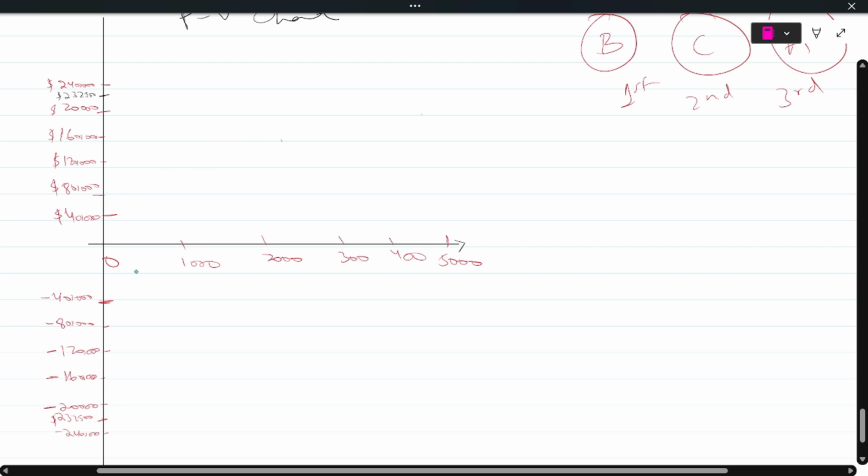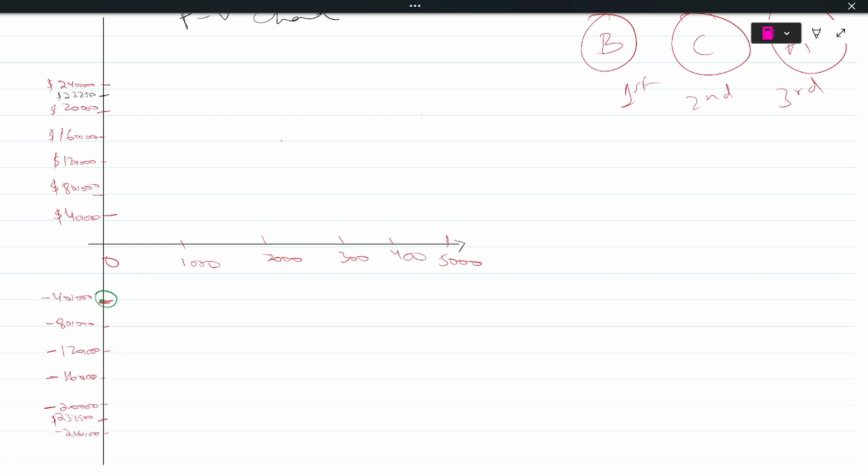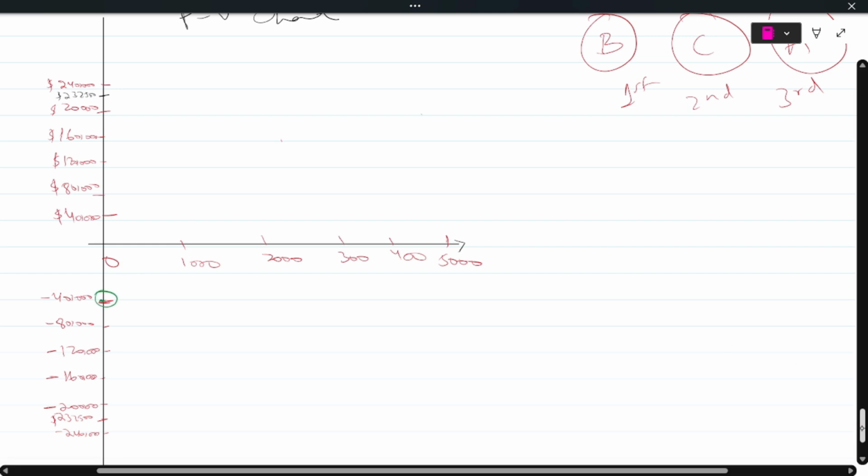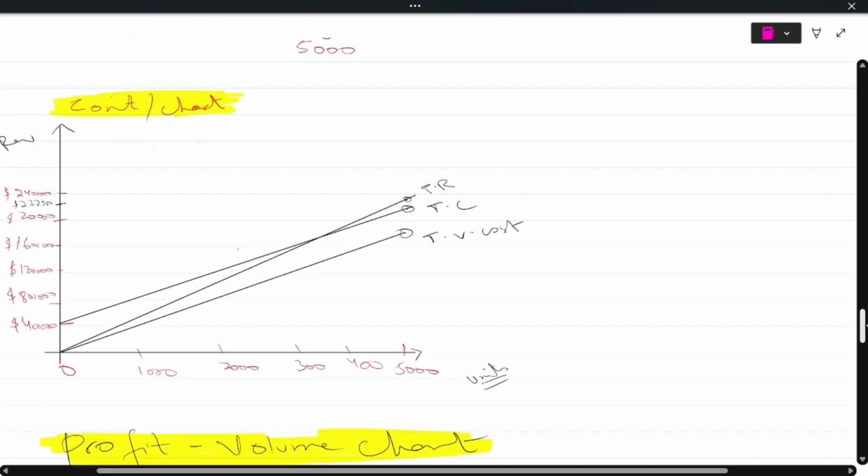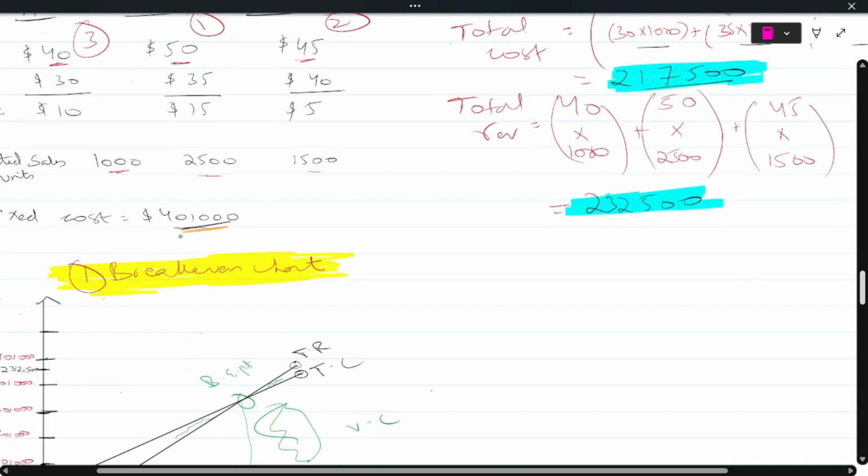So the first point, you guys know, is always added where? At the fixed cost, right? Because at 0 units, you always incur your fixed costs only. And fixed cost, you might remember from the previous question, was 40,000. Let me show you again, it's 40,000, correct? And that's my first point.